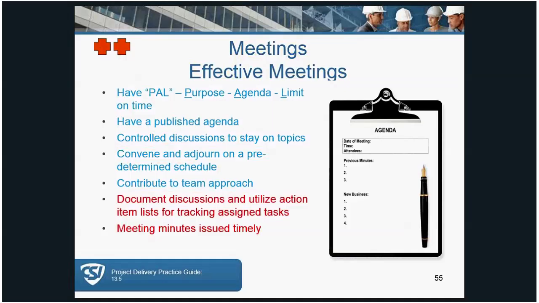For effective meetings, it's important to understand the term POW: purpose, agenda, and limit on time. If you have an agenda-driven meeting, it's going to go much quicker. Document discussions and utilize action item lists for tracking assigned tasks. And again, make sure that those meeting minutes are issued timely. Next.